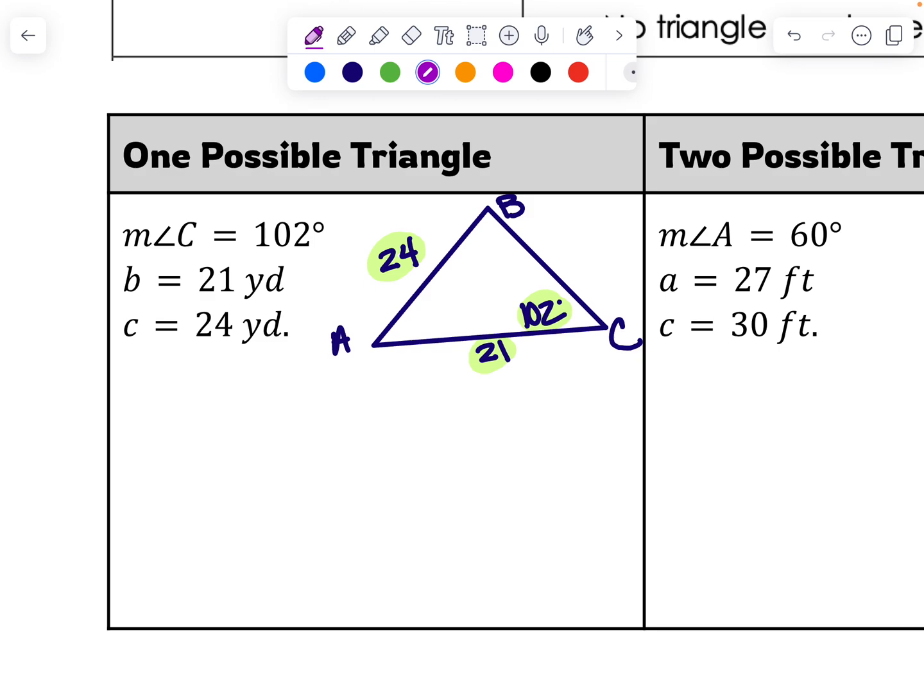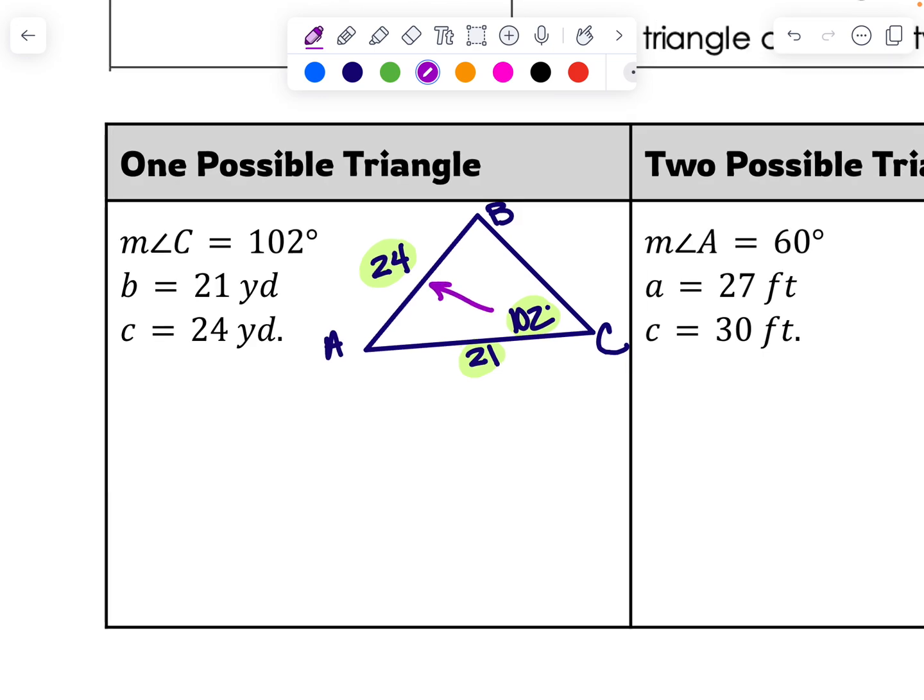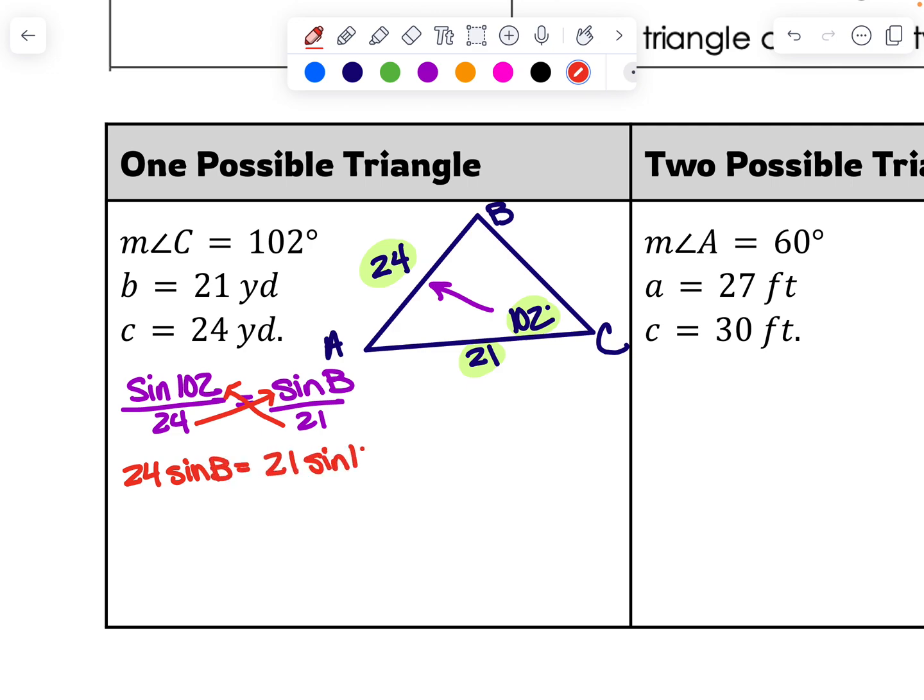So I am still going to use law of sines because I've got an angle in its opposite side. So sine of 102 over 24 has to equal the sine of B over 21. Cross multiply. So 24 times the sine of B equals 21 times the sine of 102. Divide by 24 on both sides. So the sine of B is 21 sine of 102 over 24.